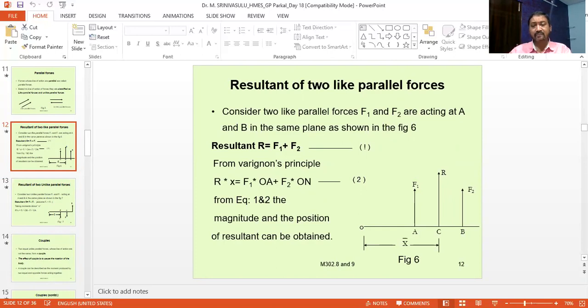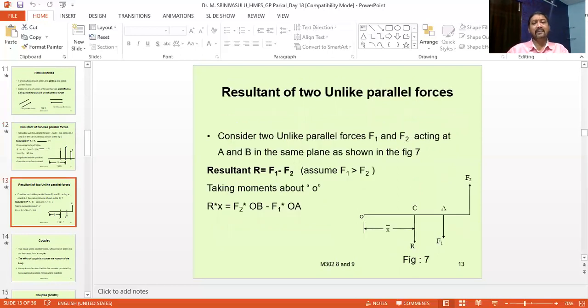Now by equating the moment of the resultant about O, that is R into x, is equal to the moment of force F1 about O, that is F1 into OA, and the moment of the force F2 about O, that is F2 into OB. Like this, by equating, we can find the distance x through which the resultant is acting.